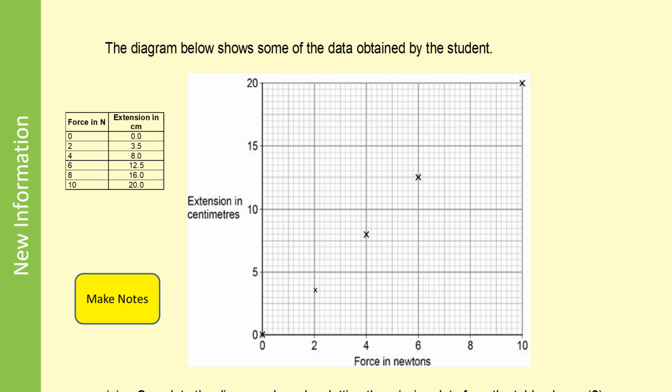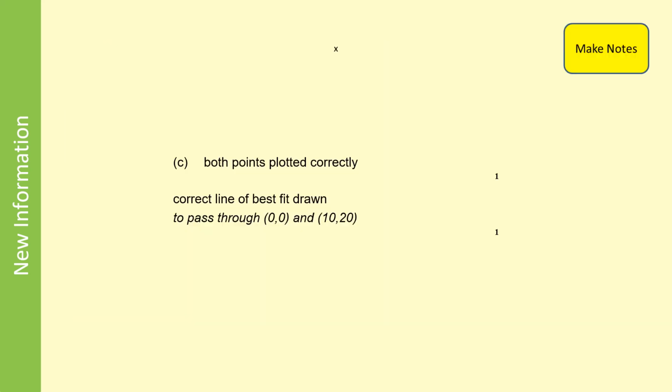So that's my first point, and that's my second point. Those are the 2 missing points I've put in, and now I need to draw a straight line of best fit through the origin, and that looks like that. So this is what you would have got marks for, both points plotted correctly, and for drawing a line of best fit through the points 0, 0 and 10, 20.